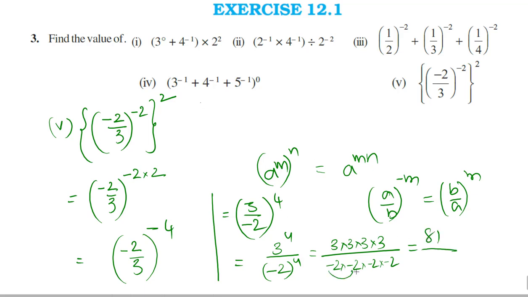Here minus into minus is plus, and minus into minus is plus. So we can ignore these minus symbols. 2 into 2 is 4, 4 into 2 is 8, 8 into 2 is 16. So 81 by 16 is the final answer for this question. Let us go to the next problem.